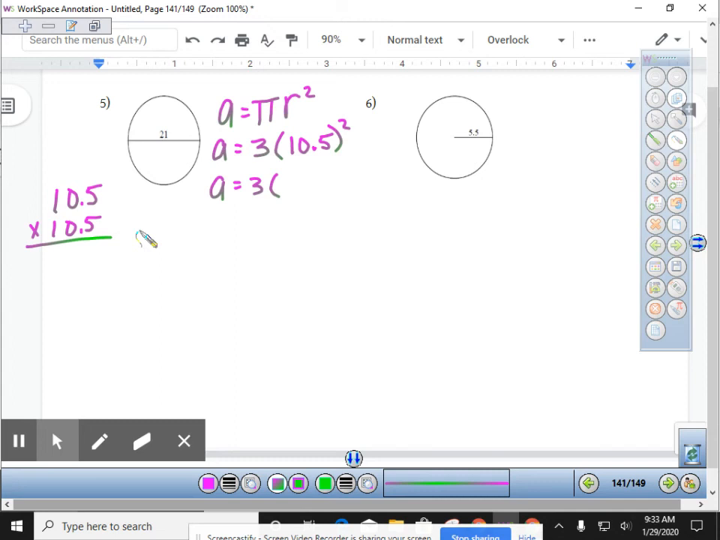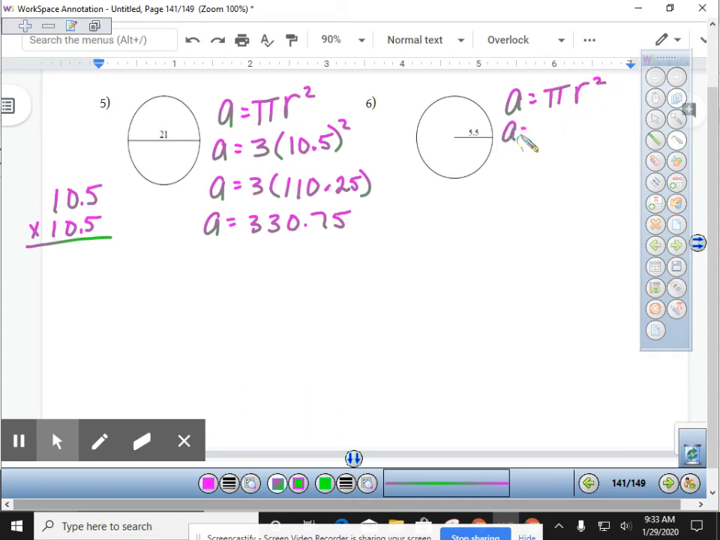What's 10.5 times 10.5? 110.25. And I can do that math in my head. I bet it's 330.75. How do I do that so fast? You just took 110 times 3 and you took 25 and multiplied by 3. Good. Number 6. What's the formula for the area of a circle? Area equals pi r squared.